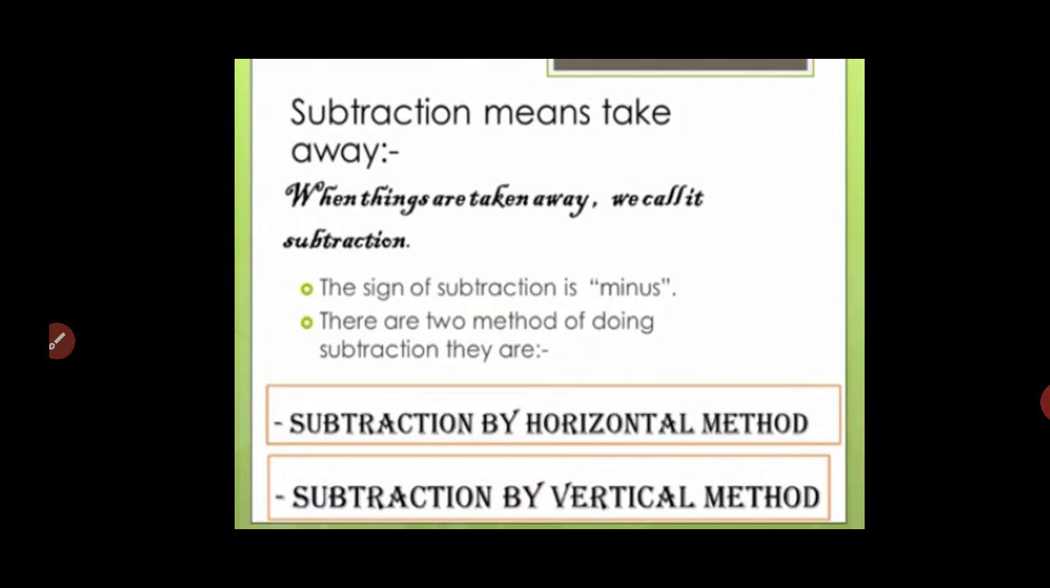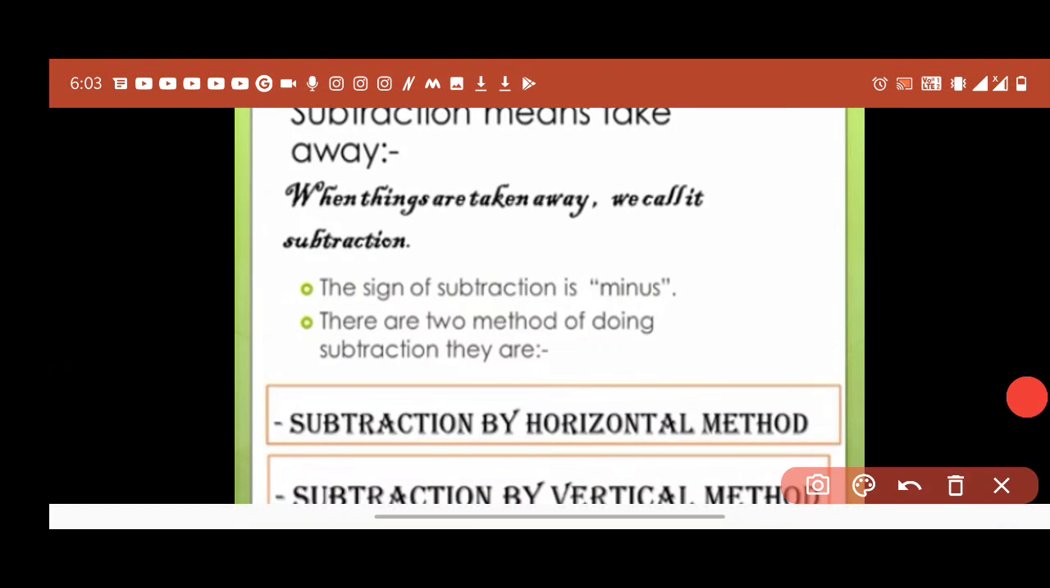The sign of subtraction is called the minus sign. And how do you write it? A small dash. Just like addition, subtraction is also done by two methods: horizontal subtraction and vertical subtraction.